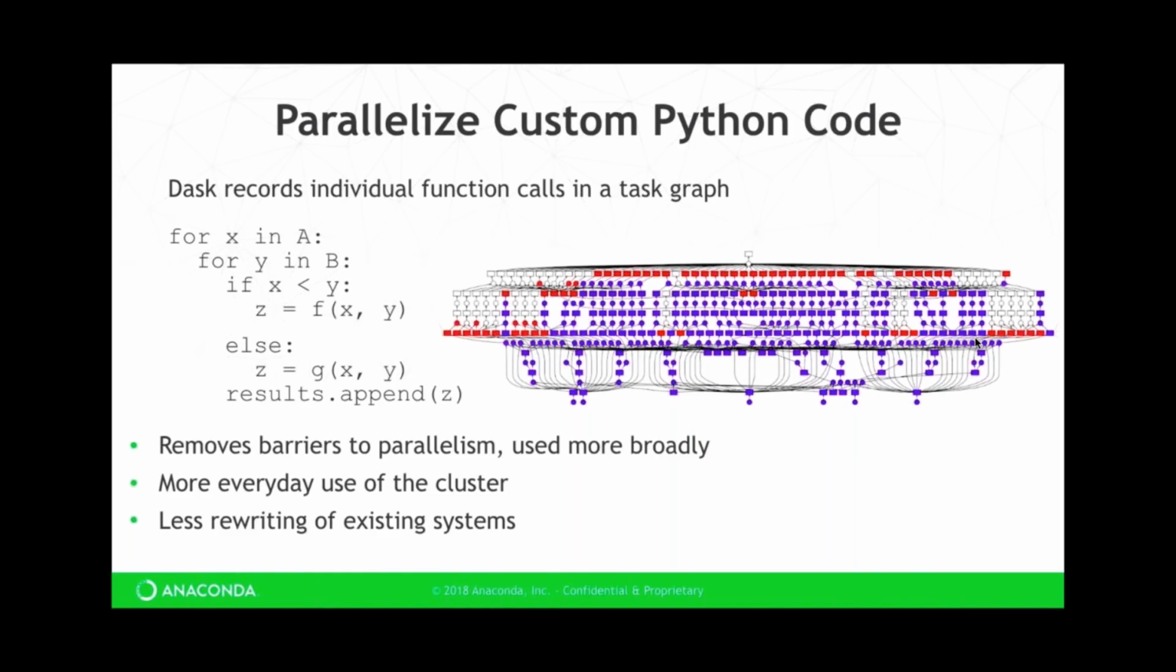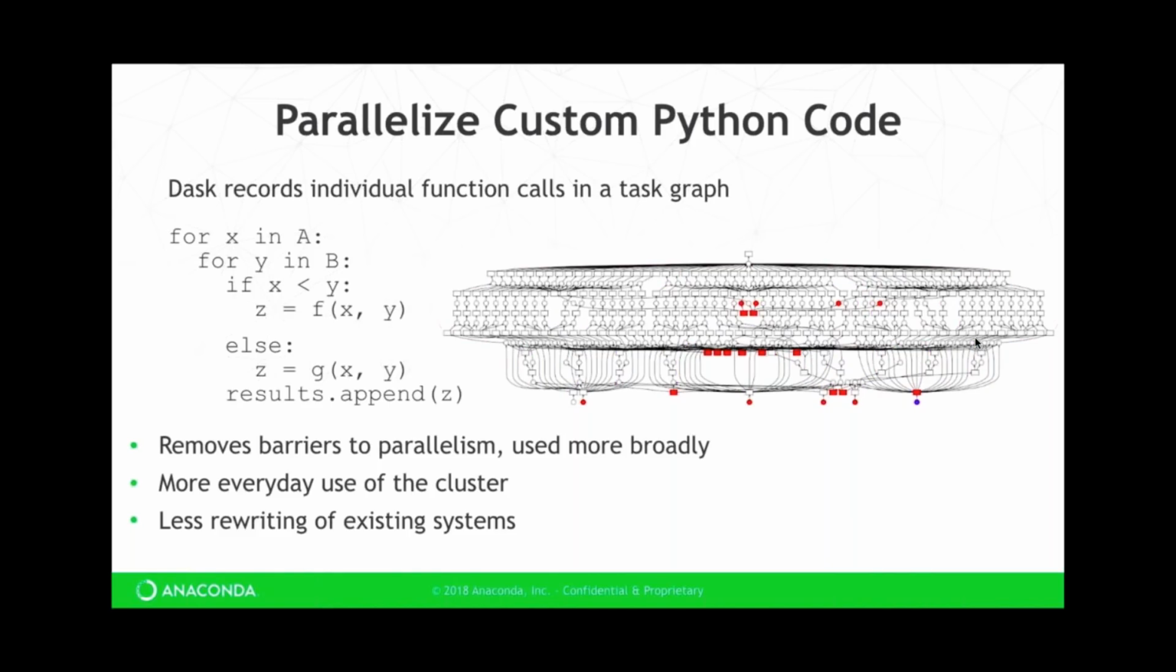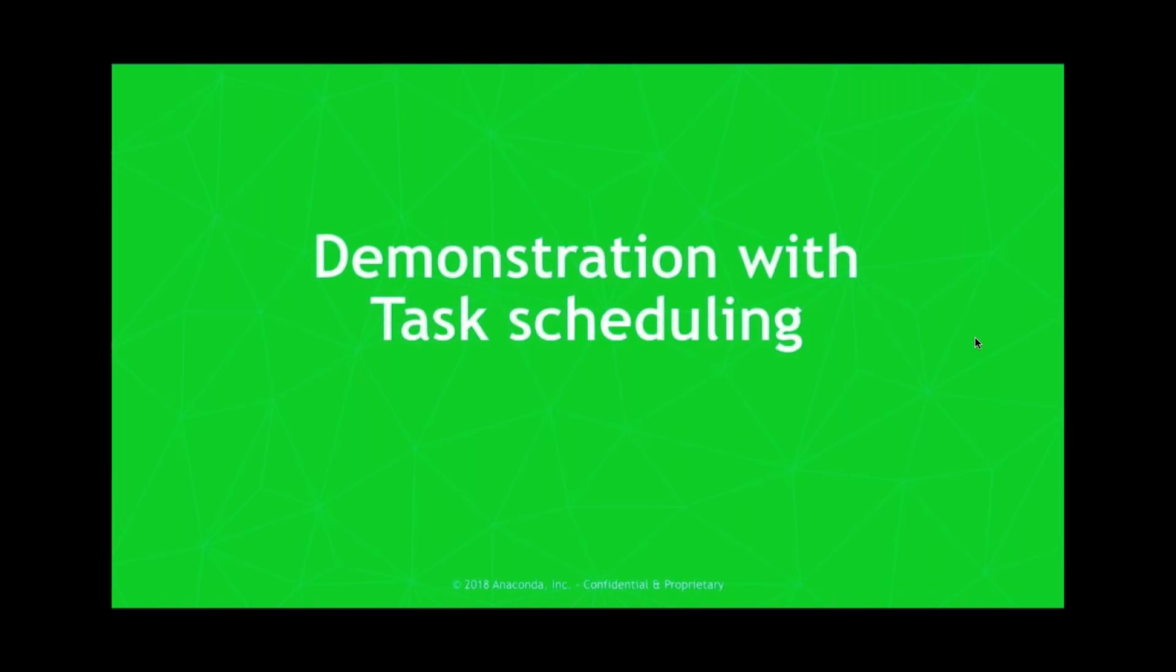Then it uses Dask schedulers to execute those graphs on parallel hardware. We'll talk more about both of those. First, though, let's switch and see a short example of using Dask delayed and arbitrary task scheduling.